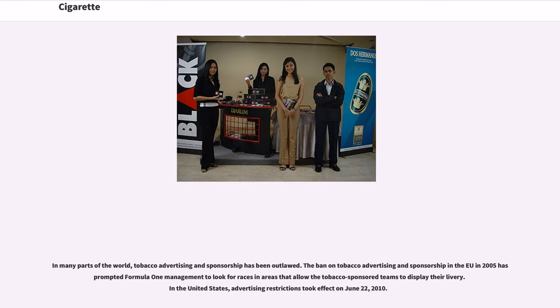In many parts of the world, tobacco advertising and sponsorship has been outlawed. The ban on tobacco advertising and sponsorship in the EU in 2005 has prompted Formula One management to look for races in areas that allow the tobacco-sponsored teams to display their livery. In the United States, advertising restrictions took effect on June 22, 2010.